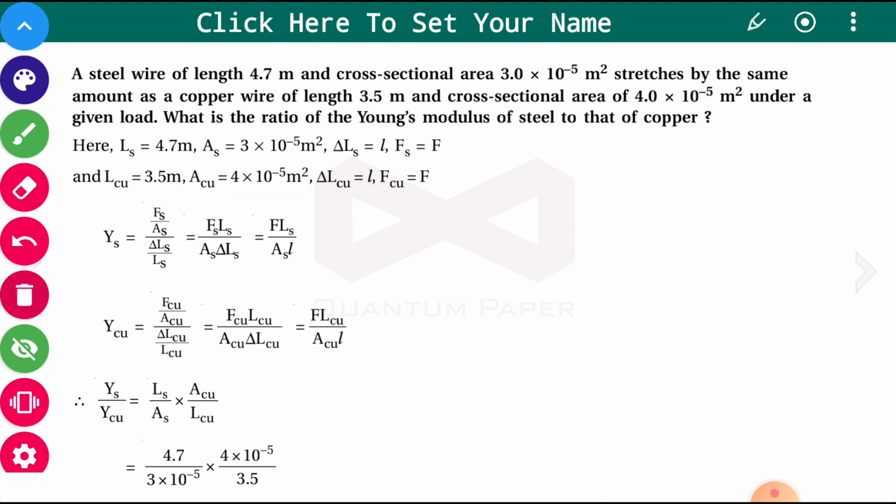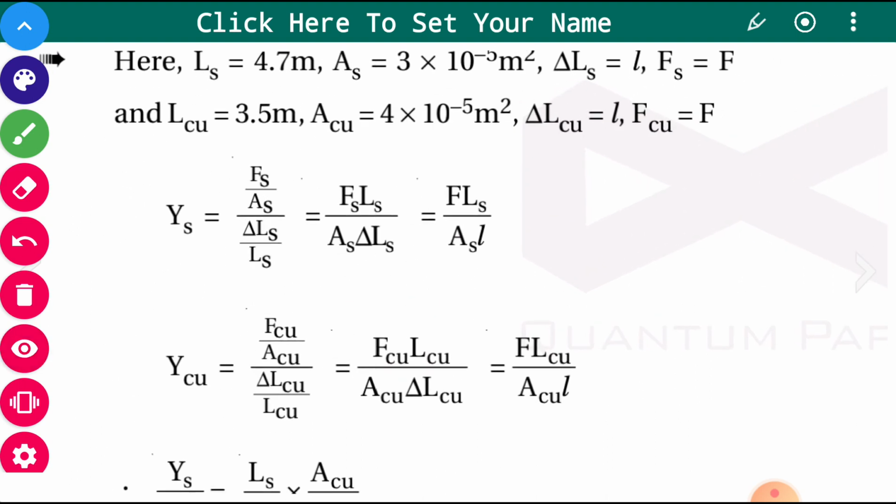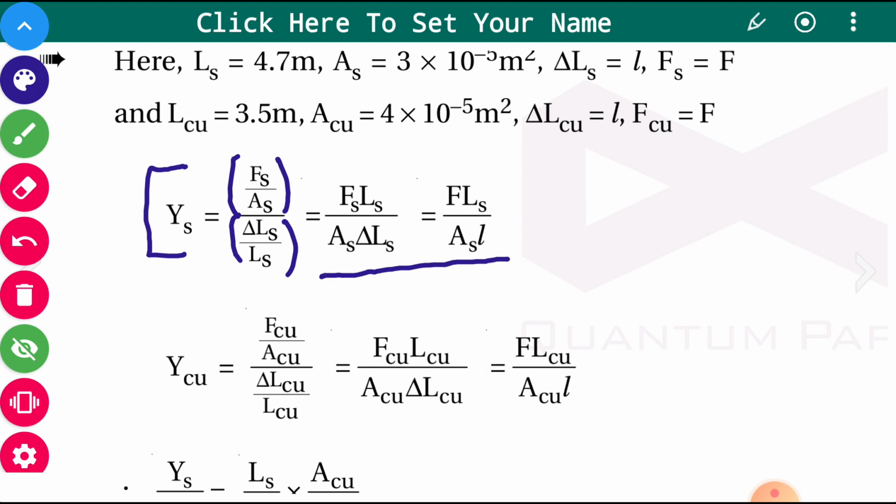Now take the ratio of Young's modulus. First of all, we write the Young modulus for steel: force upon area, change in length upon original length. Force upon area is stress upon strain. Simplifying, Fs into Ls upon As into delta Ls. Instead of delta Ls we write small l. Similar thing for the copper wire: force into length of copper wire, upon area of copper into change in length, that is l.